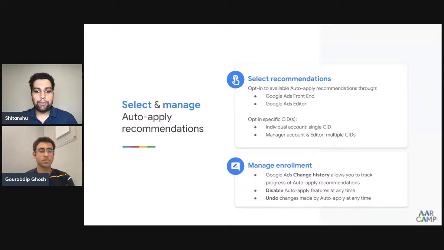The next step is that you can manage your enrollment. Once you are opted into some of these recommendations, you also have an option to manage your enrollment. You can go back to the History tab within Auto Apply, and then you can choose to disable any of these recommendations at any given point of time. You can also go to your change history and view the changes that happened as a result of opting into auto apply. You also, as I said earlier, have an option to undo some of these changes from change history.